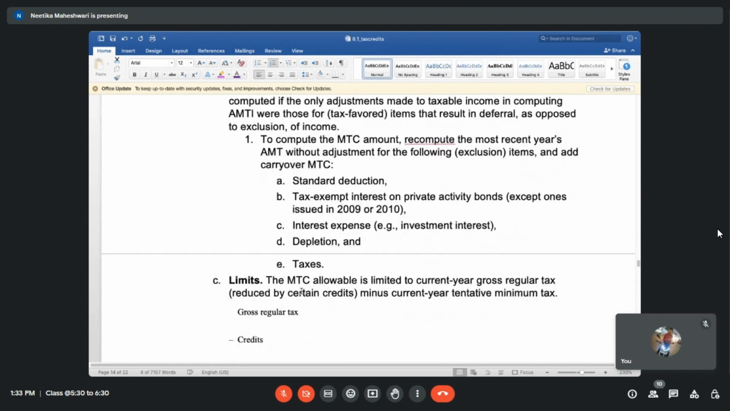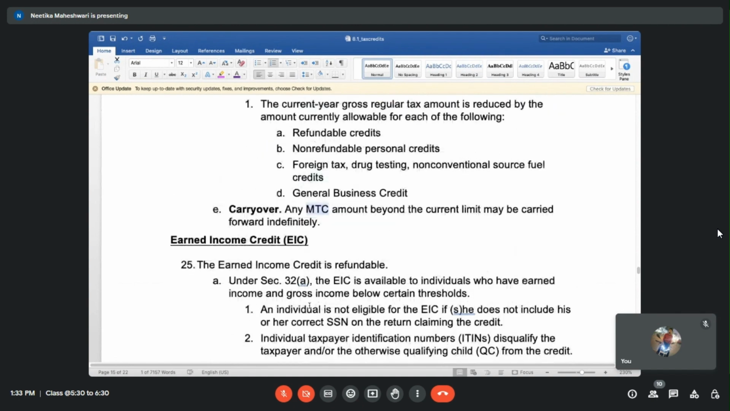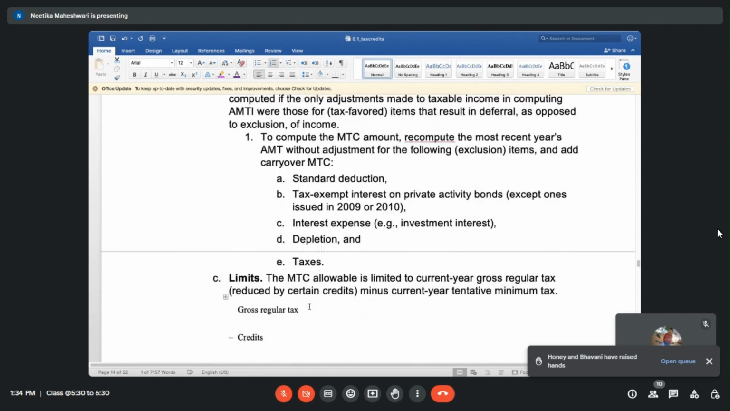Does anyone remember what is MTC? Minimum tax credit. Perfect. Yes. And when did we read about it? Divyansh, when did we read about it? What chapter were we doing? AMT. Perfect. AMT gives rise to MTC, right?